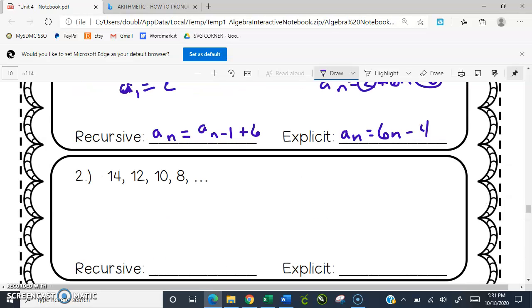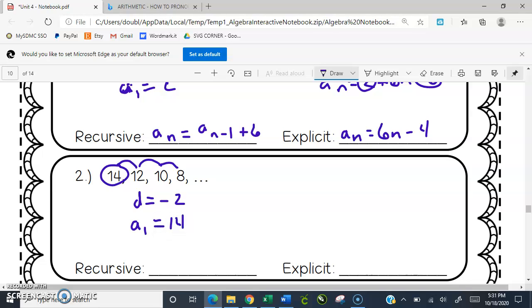So we have 14, 12, 10, and 8. So I know it's subtracting by something because my numbers are going down. So 14 minus what gives me 12? 12 minus what gives me 10? 10 minus what gives me 8? So if you guessed minus 2, you're correct. Okay, and our first term is 14.